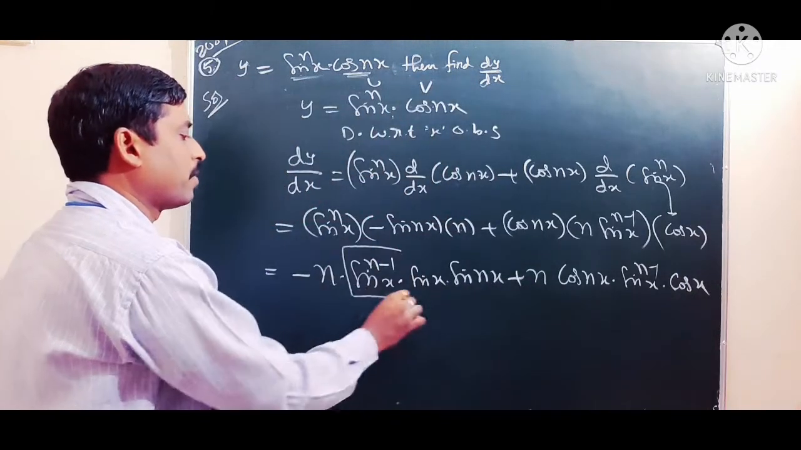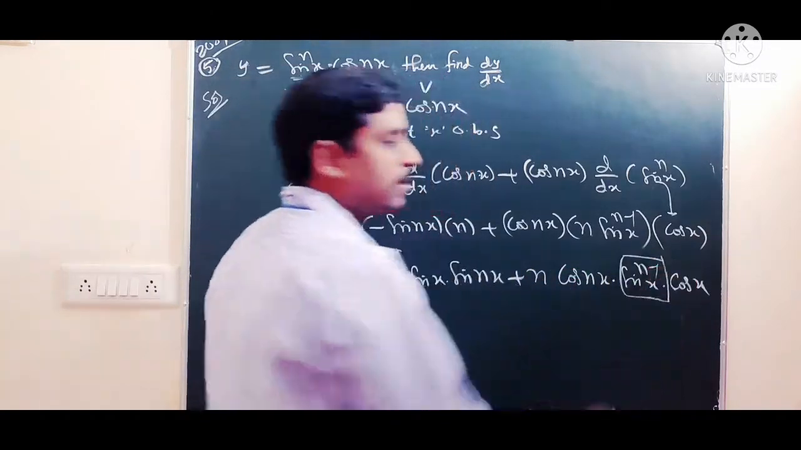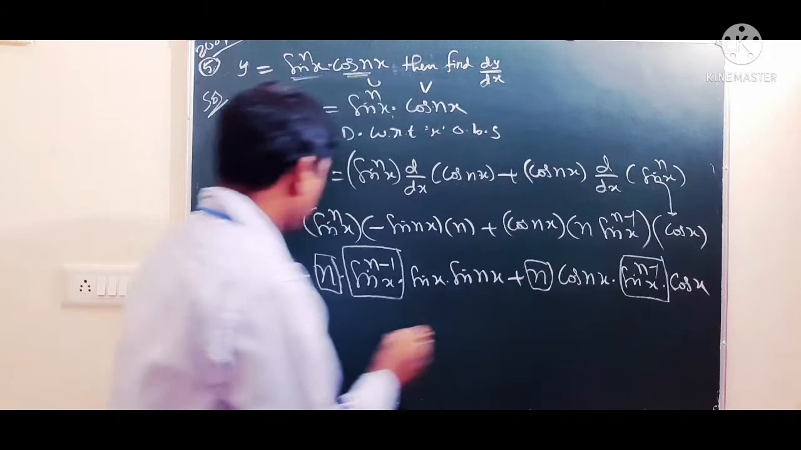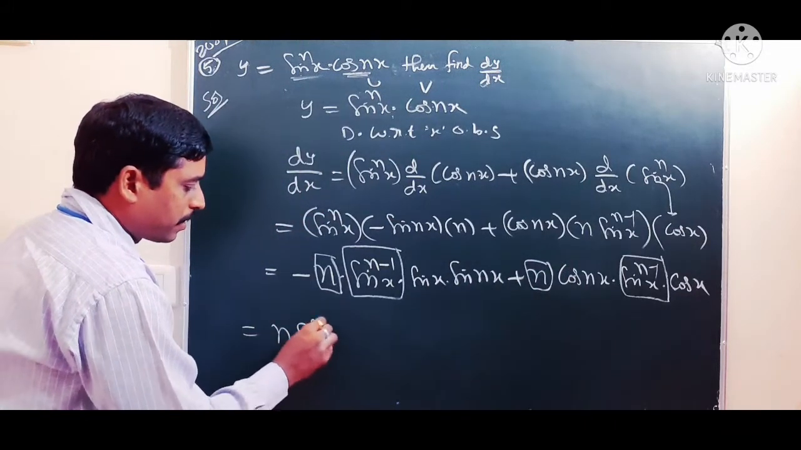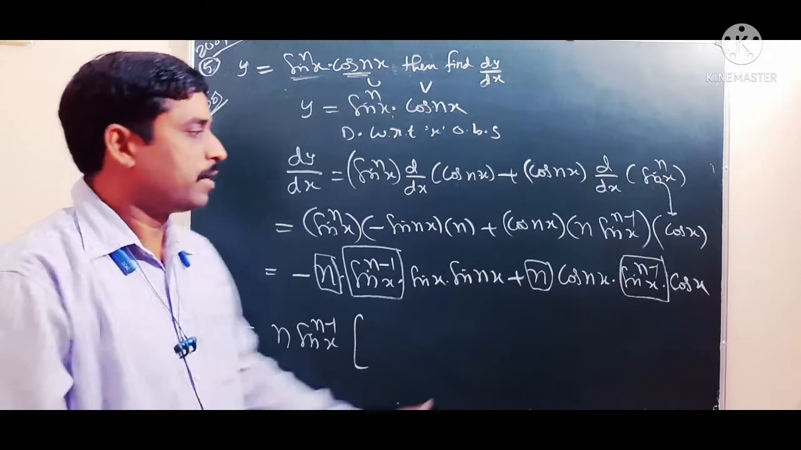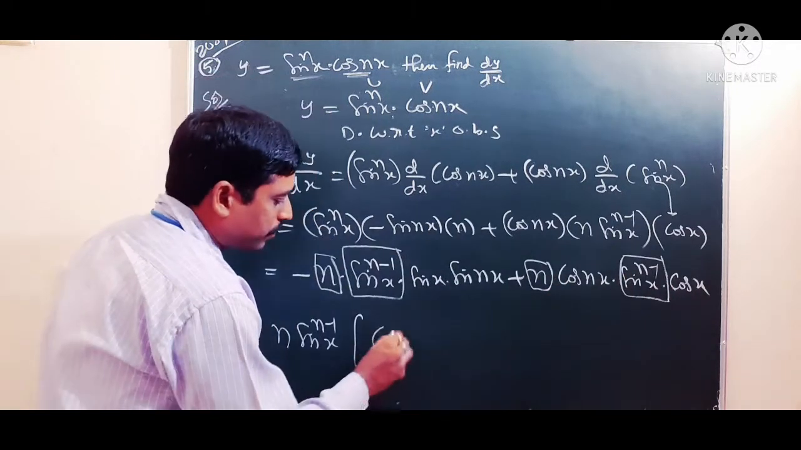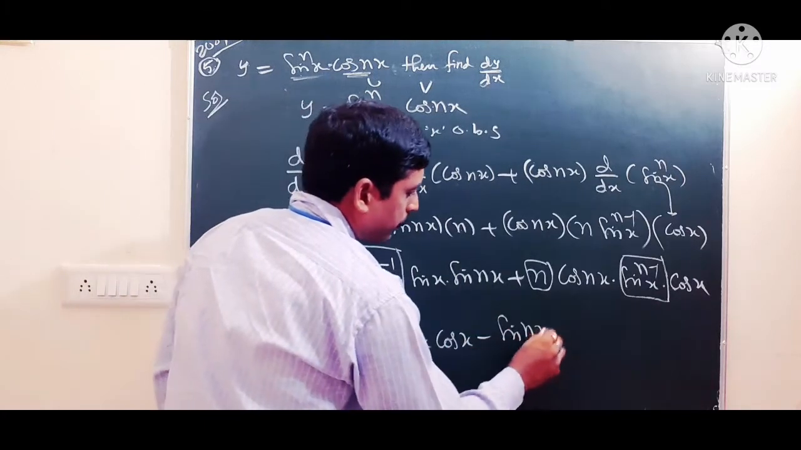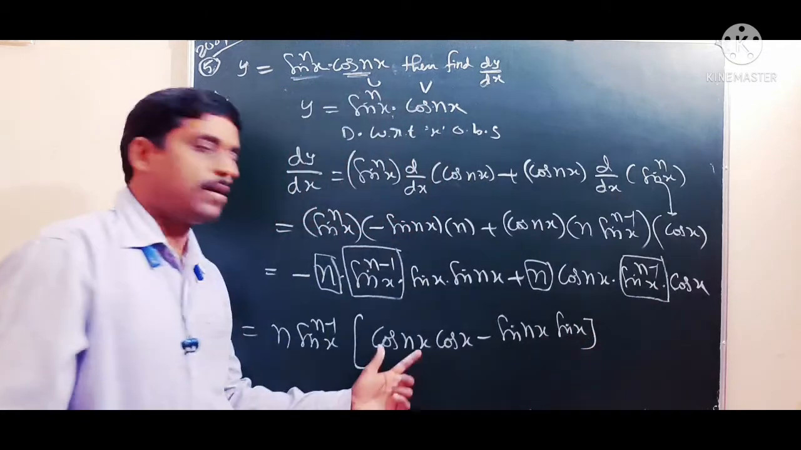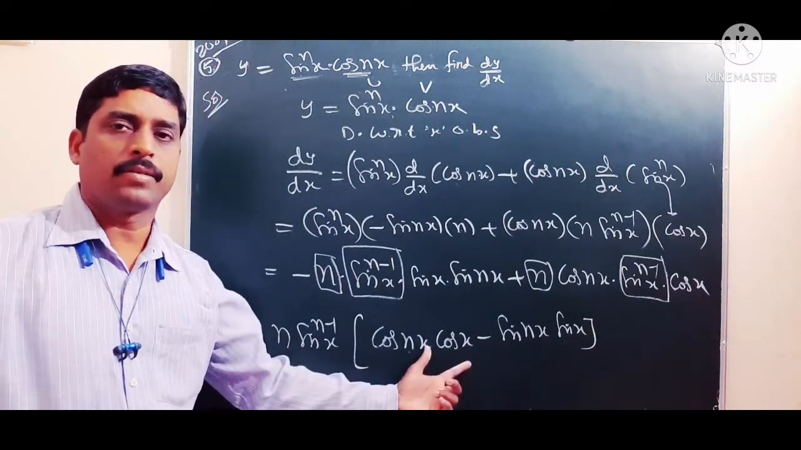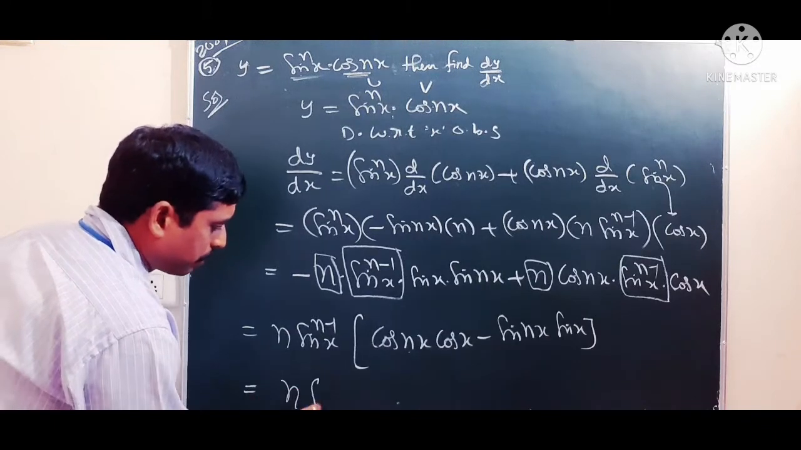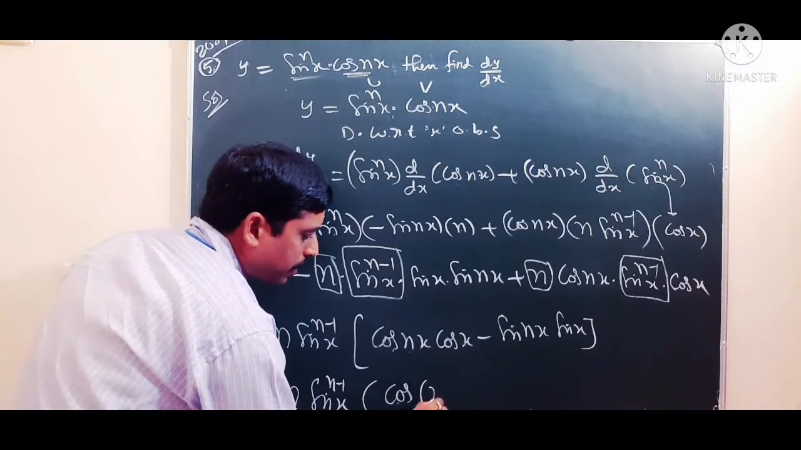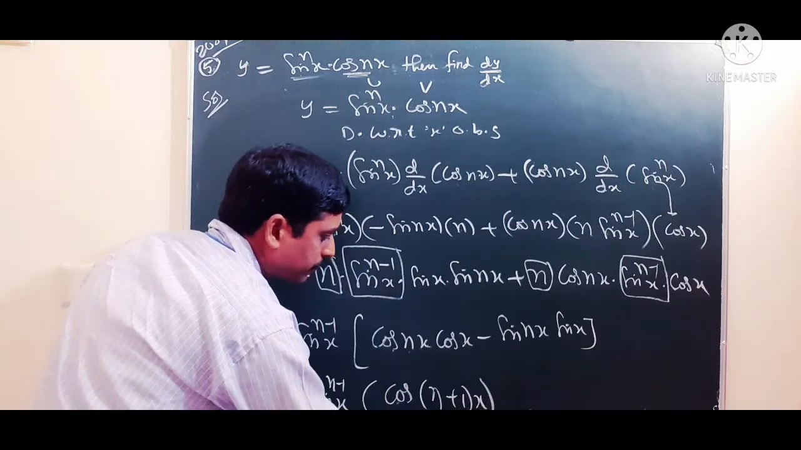In this, take sin to the power n minus 1 x and n out common. So n into sin to the power n minus 1 x. First write the positive value: cos nx cos x minus sin nx sin x. So cos A cos B minus sin A sin B is the cos(A plus B) formula. So n into sin power n minus 1 x into cos(A plus B), which is nx plus x, meaning (n plus 1) into x. This is the answer.